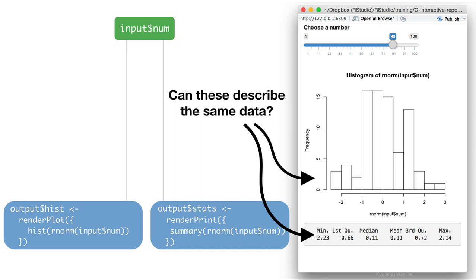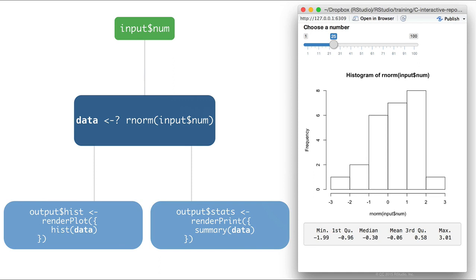Our strategy for doing this would be to, instead of calling rnorm(input$num) twice in this app, call it once and save the data set it creates, and then use that data set downstream where we need it. Now, I put a question mark here by the assignment operator because it's not clear yet how we should save the data. First of all, rnorm(input$num) does contain a reactive value, so we need to use a reactive function to work alongside that value.